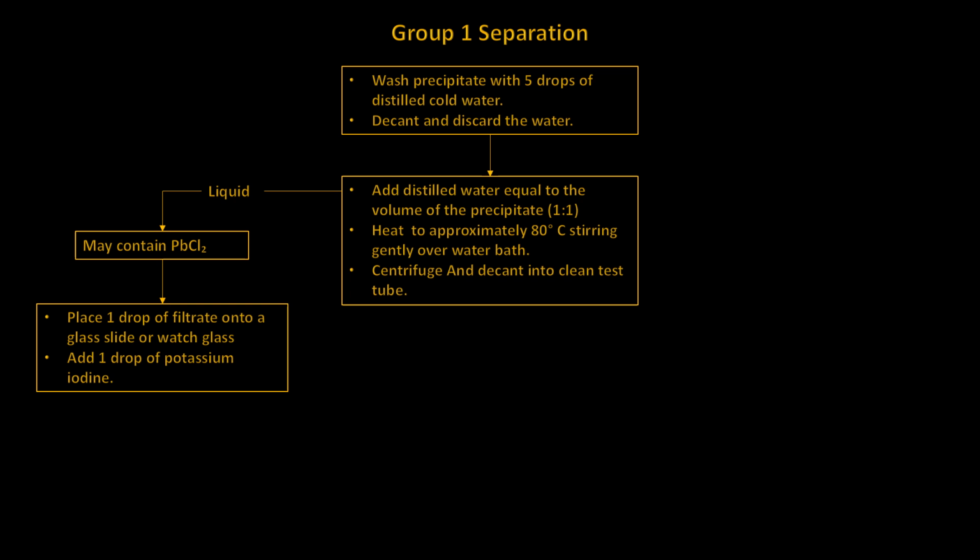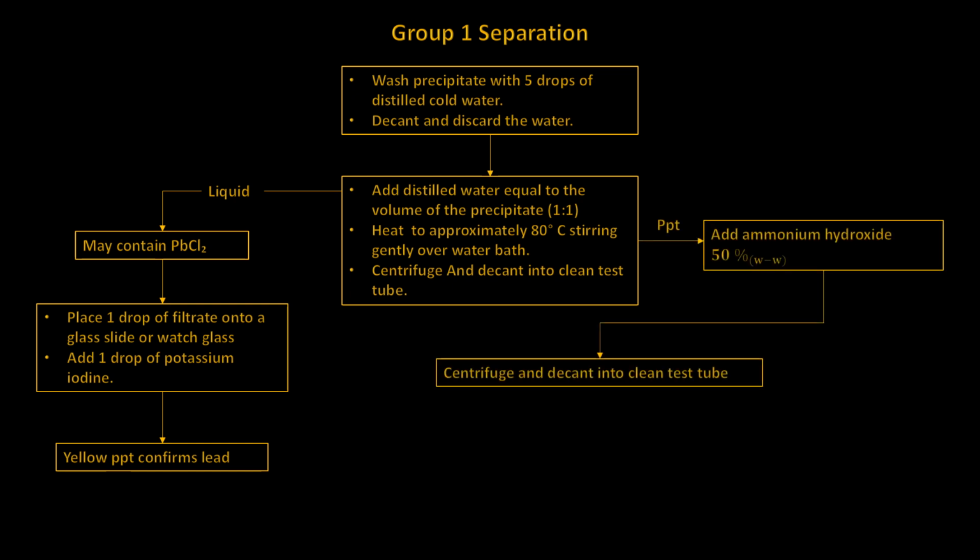From the liquid, which is commonly referred to as the filtrate, place 1 drop of this liquid onto a glass slide or watch glass. Add 1 drop of potassium iodide. If a yellow precipitate forms, it confirms the presence of lead. To the residue, add a few drops of ammonium hydroxide. It should be 50% weight to weight.